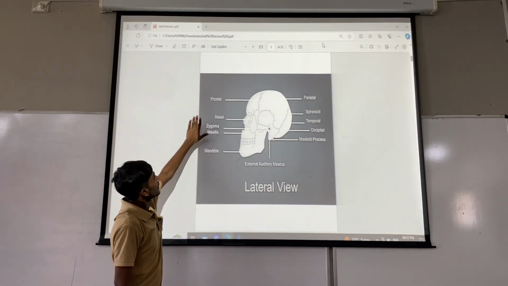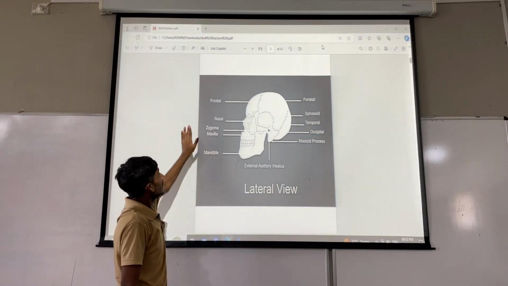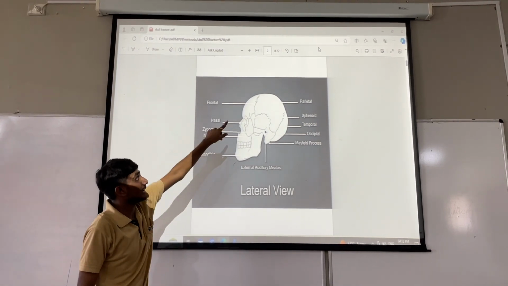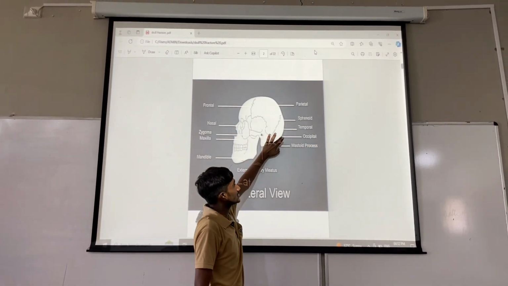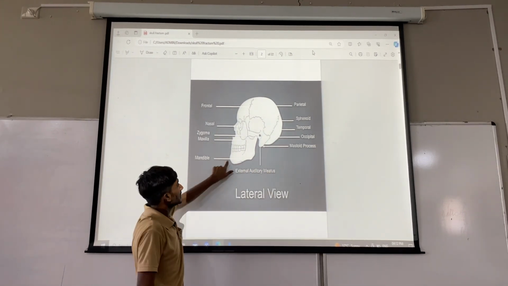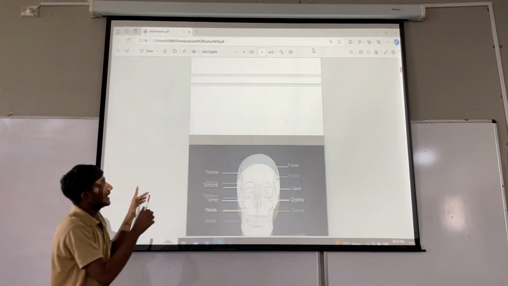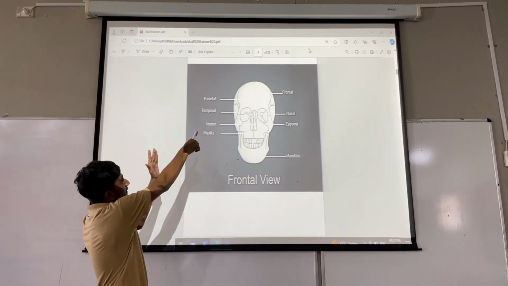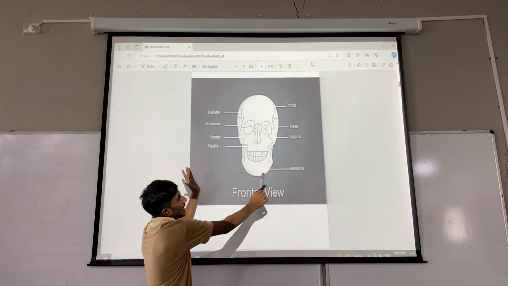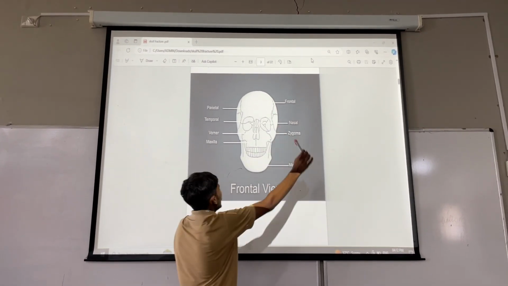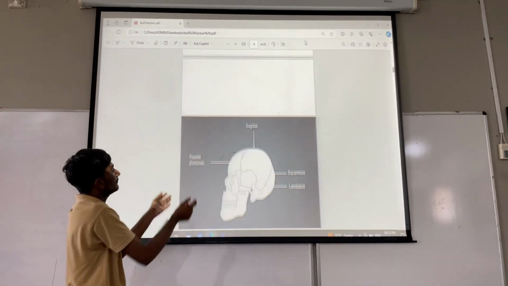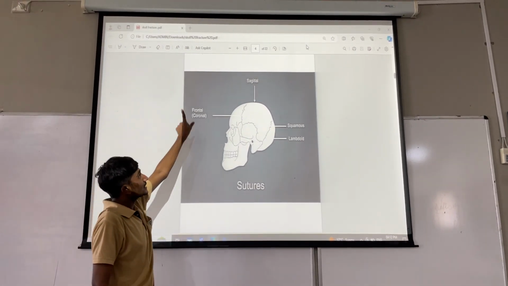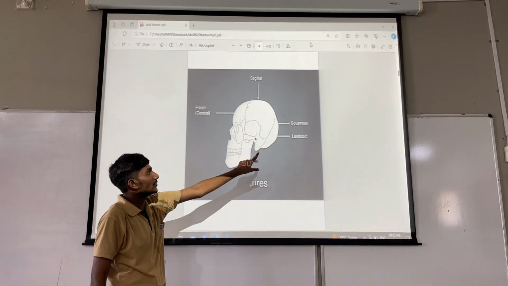This is a lateral view of the skull. We have the frontal bone, nasal bone, zygoma bone, maxilla, mandible, parietal, sphenoid, temporal, occipital, mastoid process, and external auditory meatus. These are the bones of the skull. In the frontal view, we have the parietal, temporal, maxilla, mandible, zygoma, nasal, and frontal bones. Then the sutures: we mainly have 4 sutures: frontal, sagittal, squamous and lambdoid.